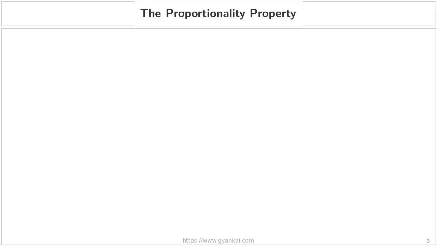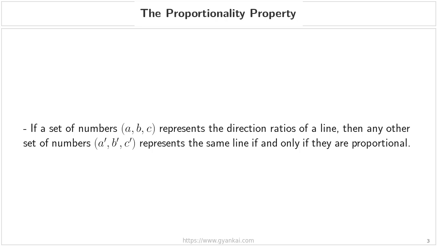The proportionality property. Now that we've established that direction ratios aren't unique, let's look at the specific rule that governs them. This is what we call the proportionality property. Essentially, if you have one set of numbers, let's call them a, b, and c, that represent the direction ratios of a line, any other set of numbers, we'll call them a prime, b prime, and c prime, will represent that exact same line if, and only if, they are proportional to the first set.